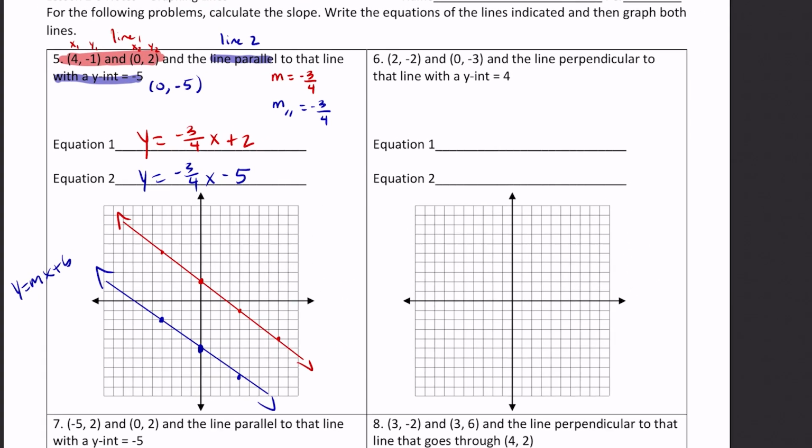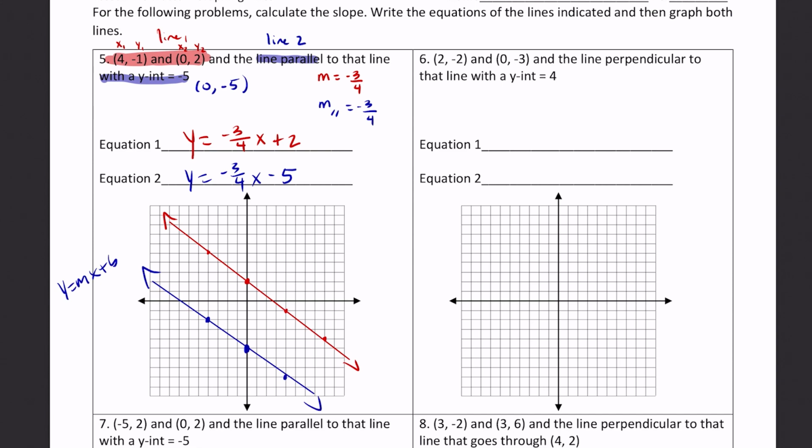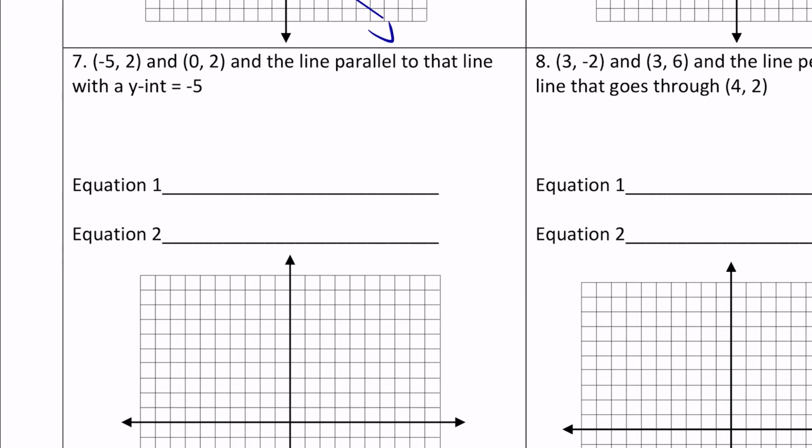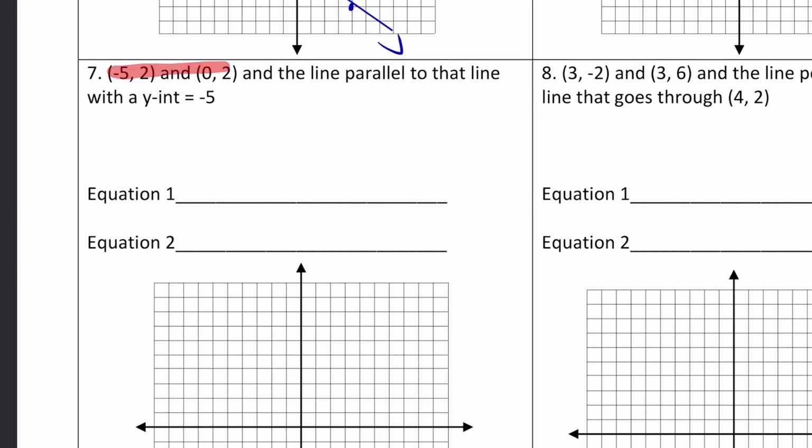All right, let's go ahead and take a look at number 7. Let me go back to the red color. A line that contains points -5, 2, and 0, 2, and the line parallel to that first line with a y-intercept of -5. Okay, well, so here's line 1, and line 2 over here is parallel to this line, and that second line, in blue, has a y-intercept of -5.